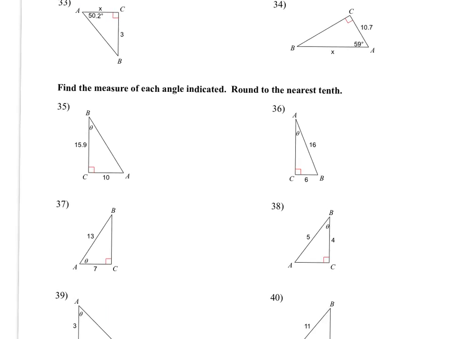Now let's look at number 35. We're finding the measure of each angle, and we're rounding to the nearest tenth. Okay? Now, when you're finding angles, you're going to use the inverse functions on the calculator. So let me go through those here first.